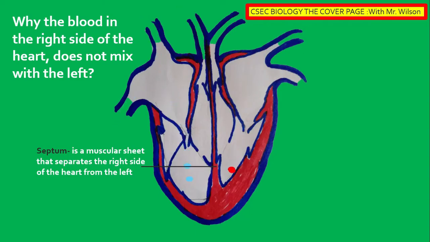Now, the right side of the heart is not really connected in a way that the blood can mix. And why is this so? Because we have a muscular sheet called the septum in the middle of the heart. This red portion of the heart, if you're looking at the screen, is called the septum, and it divides the heart in two, left and right side. Hence, the oxygenated blood from the left side of the heart does not mix with the deoxygenated blood from the right side of the heart.